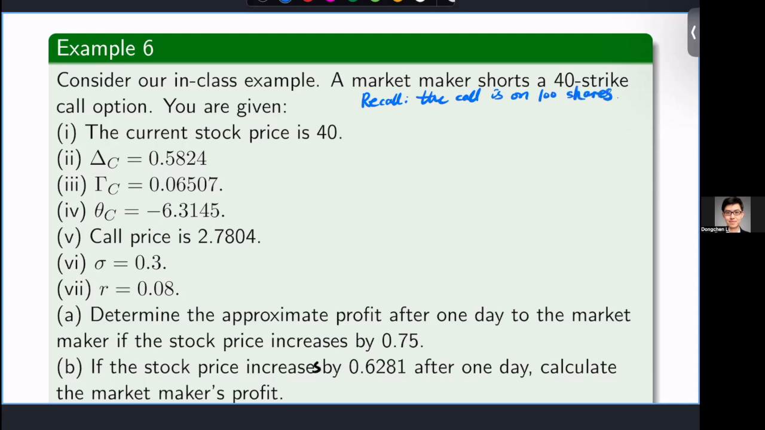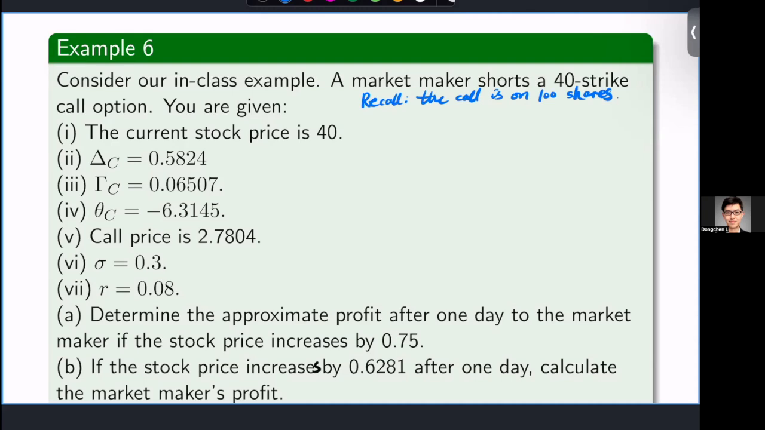Okay, so let me say it again. In this course, either in assignment or on the exam, your implicit assumption is an option is on 1 share of stock, not 100 shares, while in practice, options are actually on 100 shares.